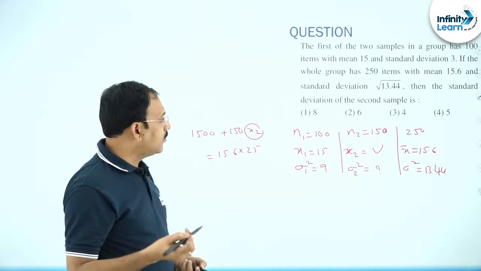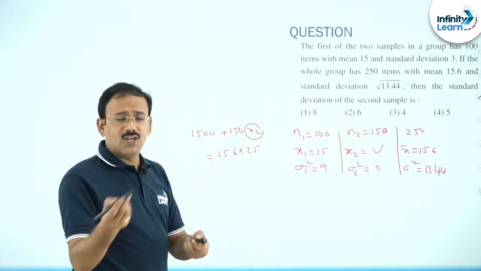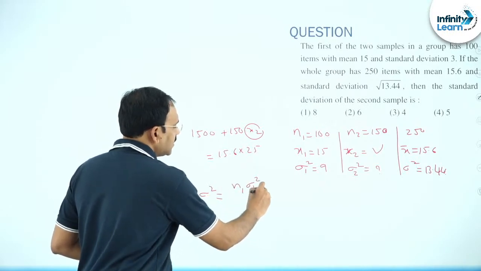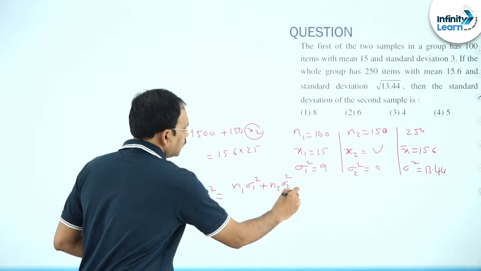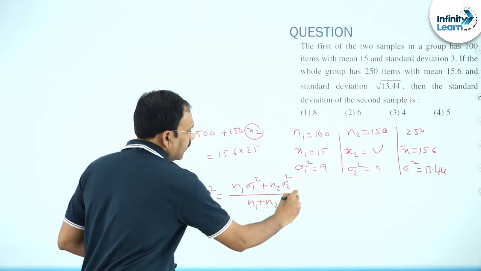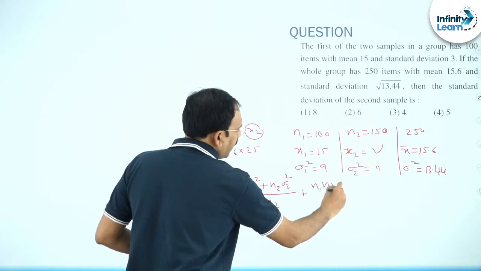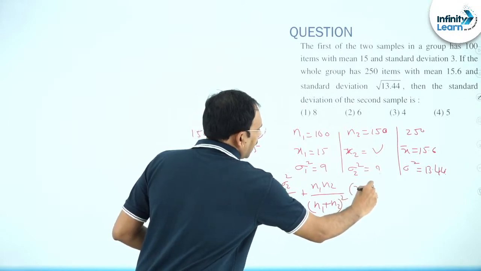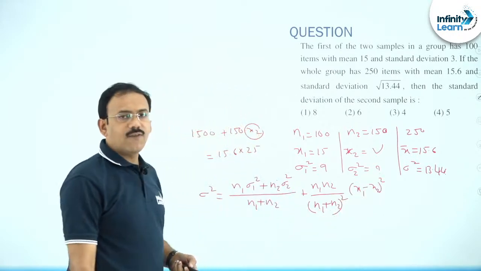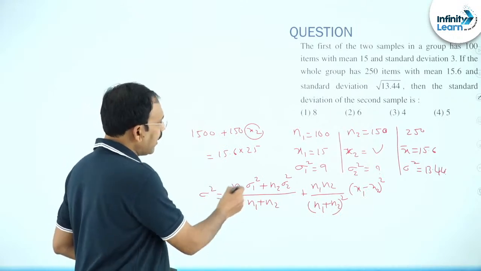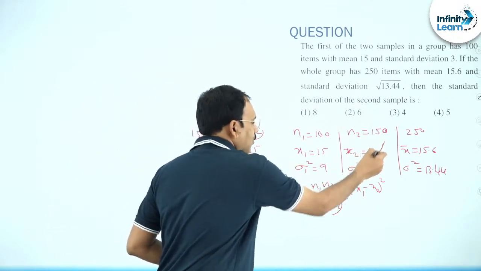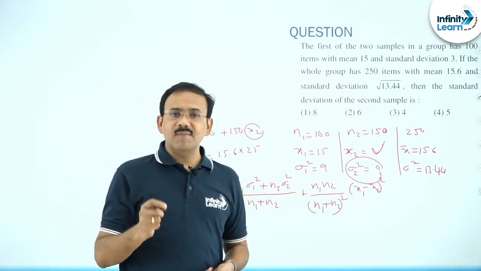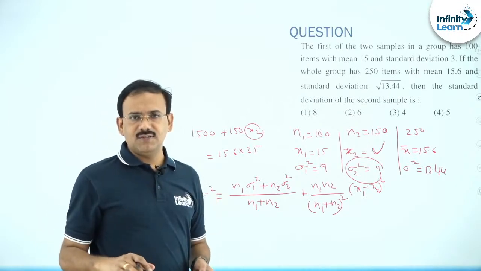Now, what is the formula for combined variance? We have just recollected the formula. Combined variance sigma square is equal to n1 sigma 1 square plus n2 sigma 2 square by n1 plus n2, plus n1 n2 by (n1 plus n2) whole square into (x1 minus x2) whole square. This is the formula. Here you know everything, sigma 2 square is also known, so you will get the answer. It may take a little time, but it is just substitution, that is all.